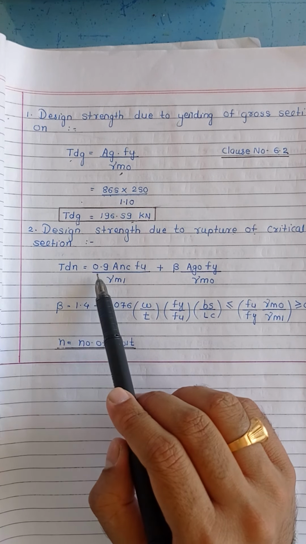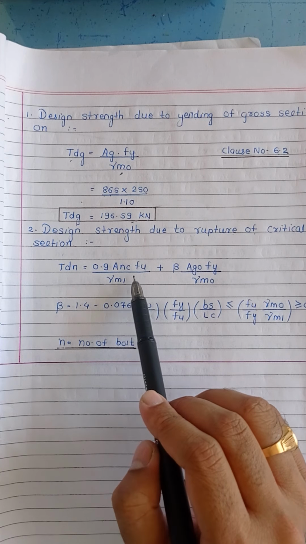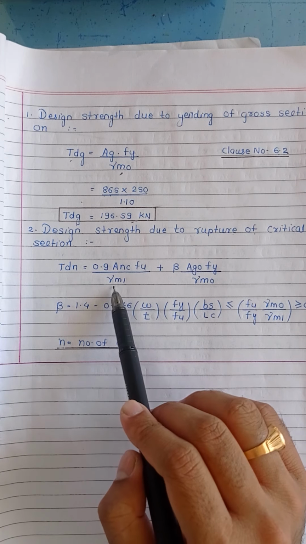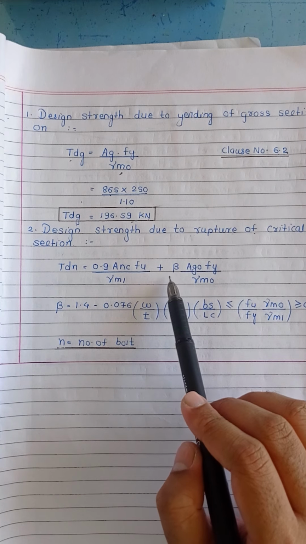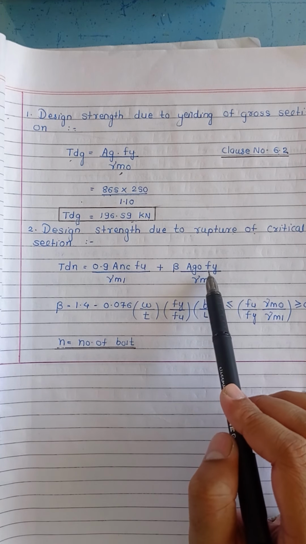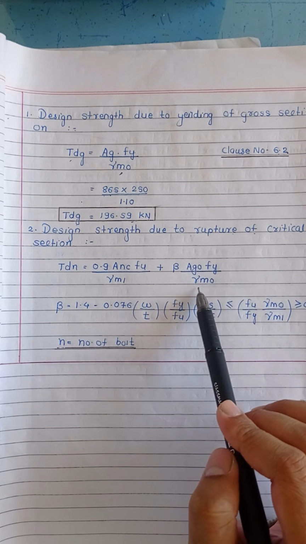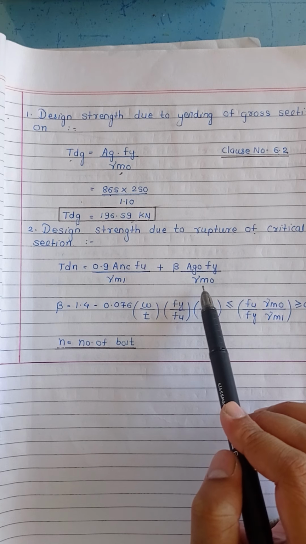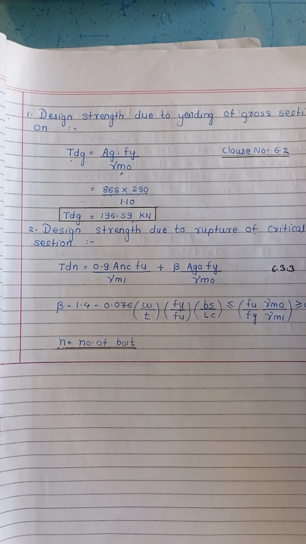The second step is to calculate the design strength due to rupture of critical section. TDN is equal to 0.9 ANC into Fu divided by gamma m1, plus beta into AGO into Fy divided by gamma m0. This calculation is done from clause number 6.3.3.